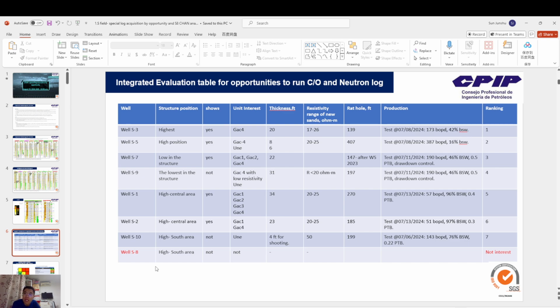S5 high position with oil show. The new sands include Gajita 4 and Woody. Thickness is around 8 feet and 6 feet respectively. The resistivity range is around 20 to 25 ohm-meter. Rat hole 407 feet. Current production 387 barrels per day with 16% of BSW.